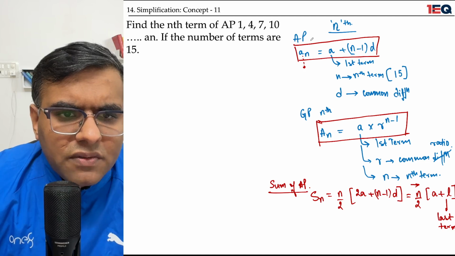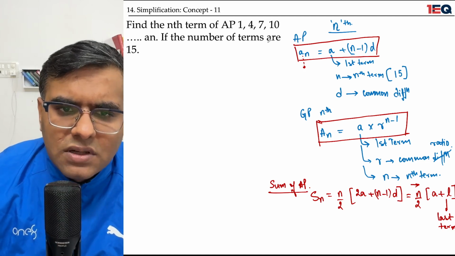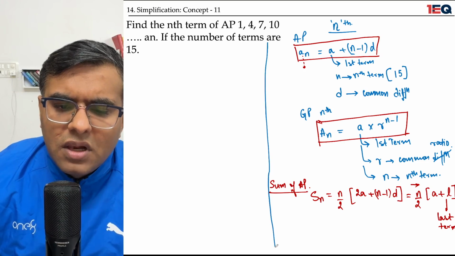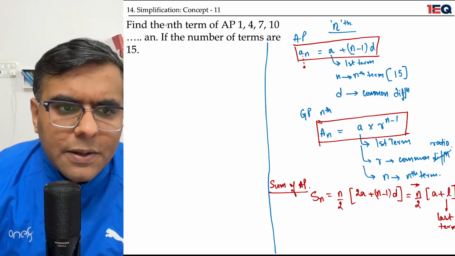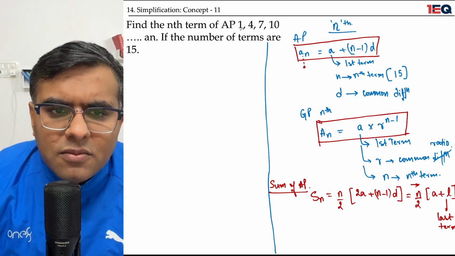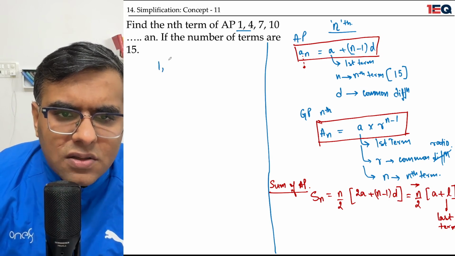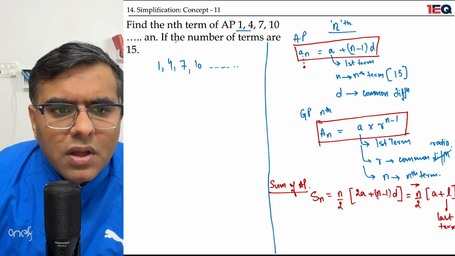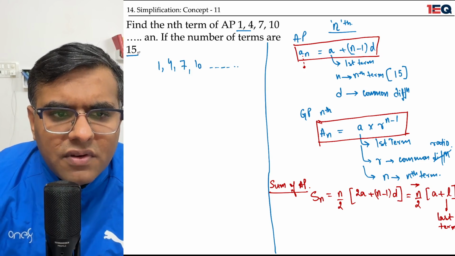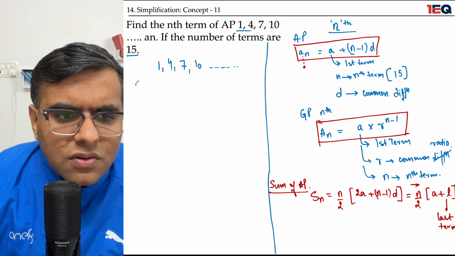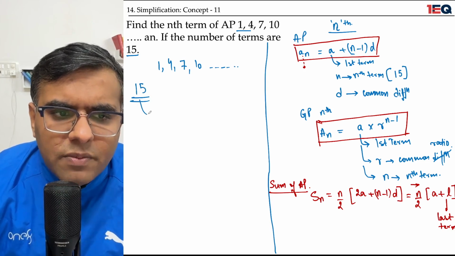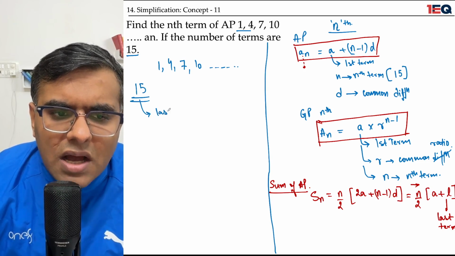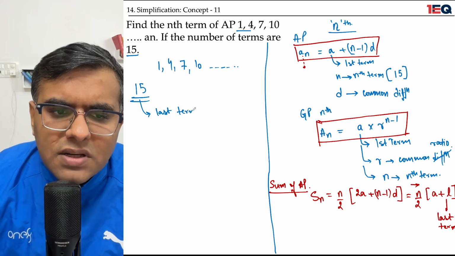Okay, so the first question on AP is this. I'll be solving this entire question here on the left hand side. We are lucky to have all the formulas here on the right hand side. Find the nth term of the AP. The AP goes like this: 1, 4, 7, 10, and so on. If the number of terms are 15, it is asking me to find the nth term. It means it is asking me to find the last term.